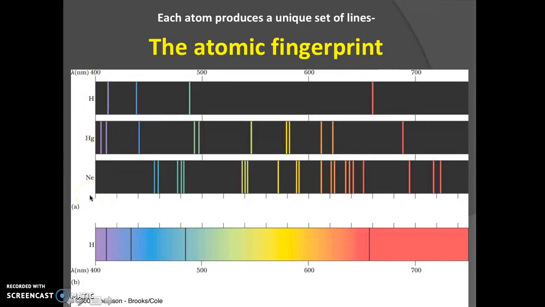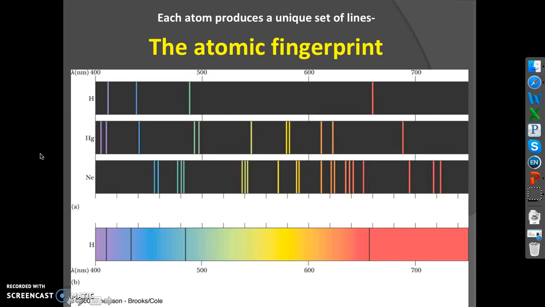Now, we've been talking about emission spectra, meaning that the electron is emitting the light. Now, sometimes if you had a cool gas, okay, the electrons would absorb that light, and we would see that light as an absorption line, which are these dark lines on the bottom of the slide. So we have emission lines on the top and absorption lines on the bottom.